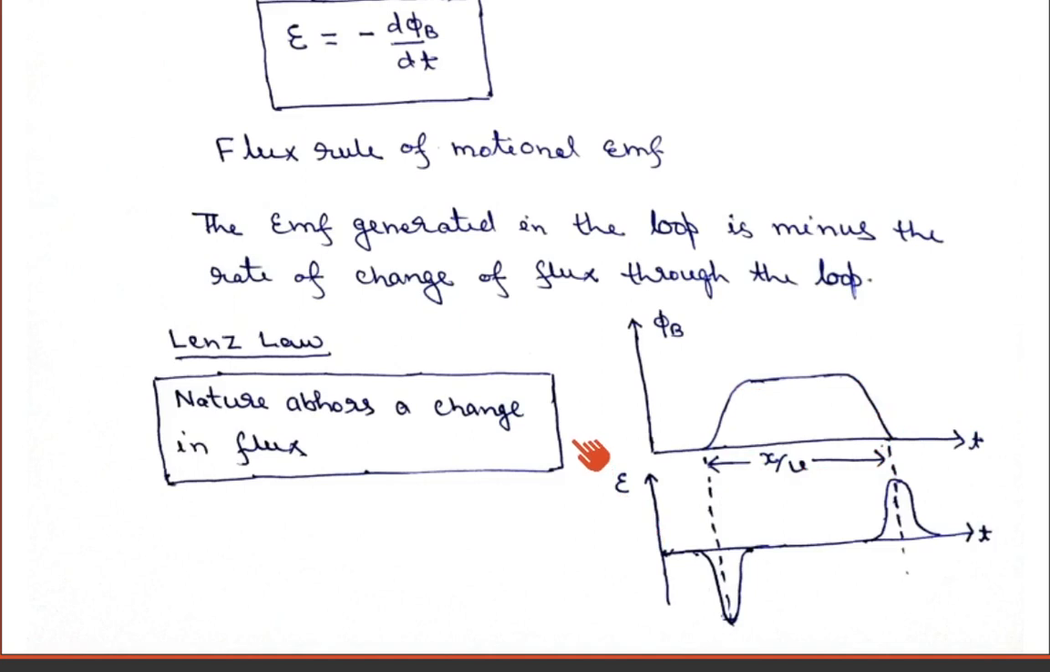So if you see, EMF in the circuit is developed in such a way that it will oppose the increase of the flux. Here, if the flux is increasing, EMF will develop in the opposite direction just to oppose the increase of the flux. That is why a minus EMF is developed here. And here, if you see the flux is decreasing, again nature will oppose the decrease of the flux, so EMF will develop in the positive direction. If there is no change in the flux, there will be no EMF.